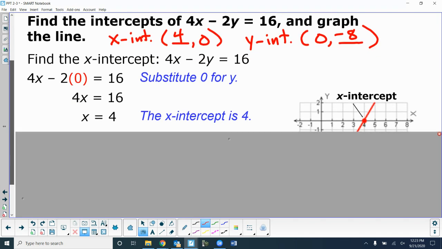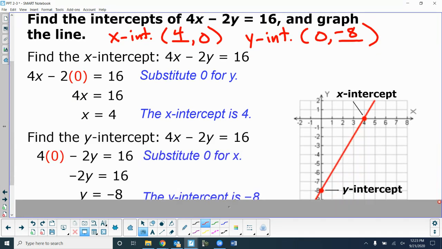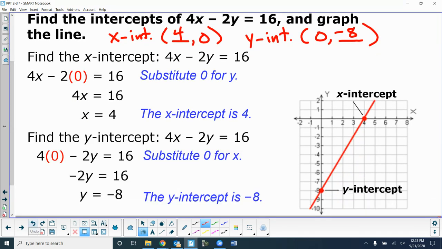Again, they substituted in and show all that work. You don't really need to. Get your 2 points, connect them, you got your straight line. That's another way to graph. They're going to ask you to graph in those different ways. So be able to do each way. Okay?